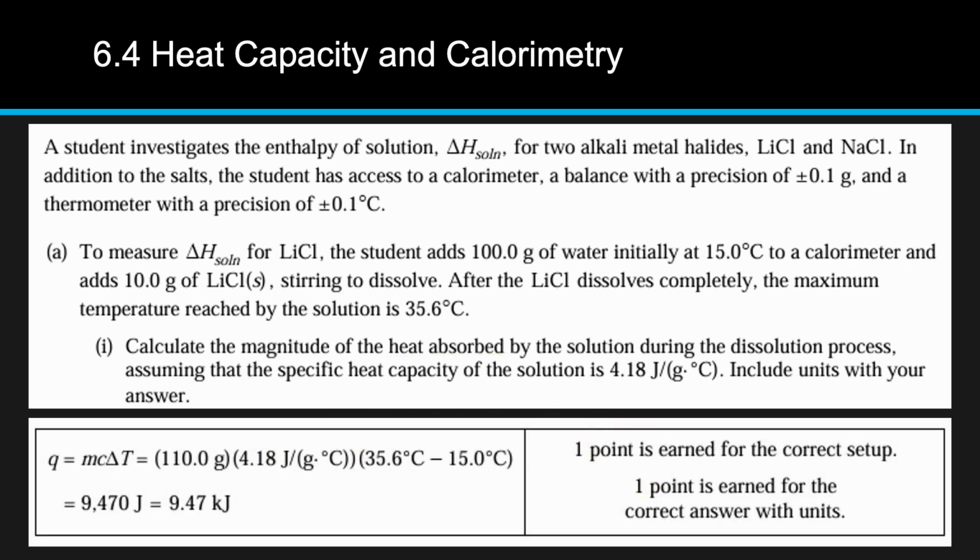And here is the actual mark scheme given by AP Chemistry. Here we have our values that we just calculated together, and you can see that 1 point was earned for the correct setup, which is just plugging in to Q equals mc delta T, and then 1 point was earned for the correct answer with correct units. And you can see that you could have answered in either joules or kilojoules. It did not specifically say what units it wanted, so either way would have worked.